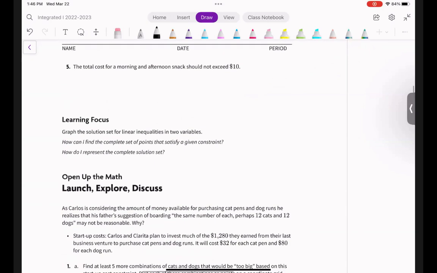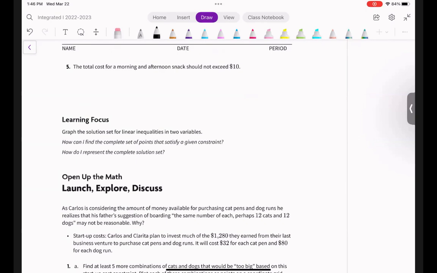The last one says the cost for a morning and afternoon snack should not exceed $10. I think I'm going to type this one because I'm tired of writing. I know, I get tired of writing. Let's type.